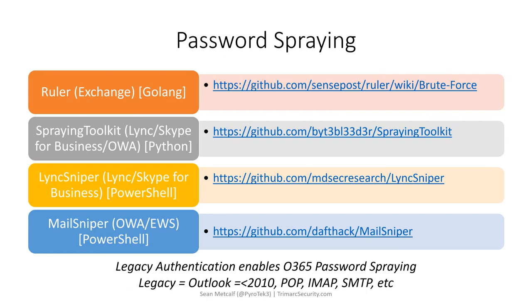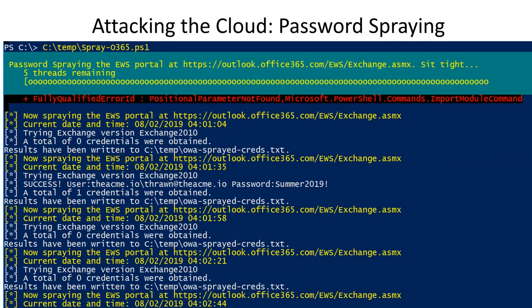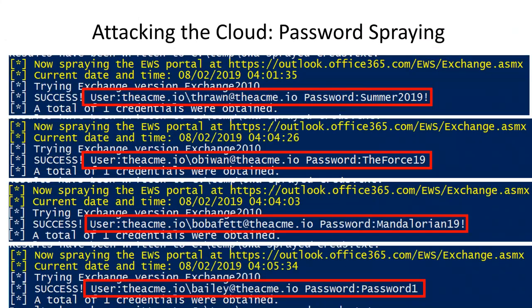So we're going to use MailSniper in order to password spray against an Office 365 environment. We identify that there are some credentials here. And as it turns out, at least one of these is a global administrator, which is extremely bad because a global admin is the full administrator for the Office 365 and Azure AD environment. But that's not all about that, and I'll cover that in a little bit.